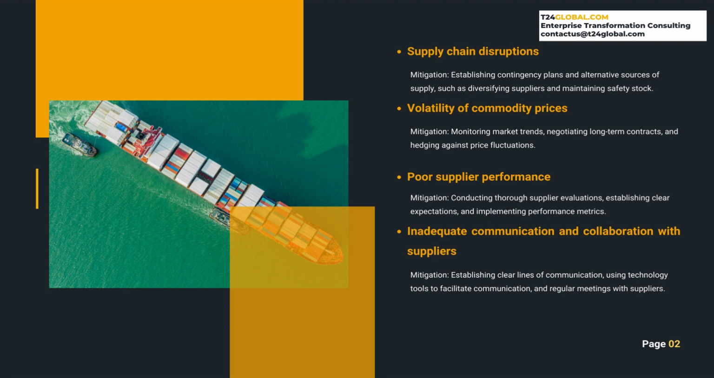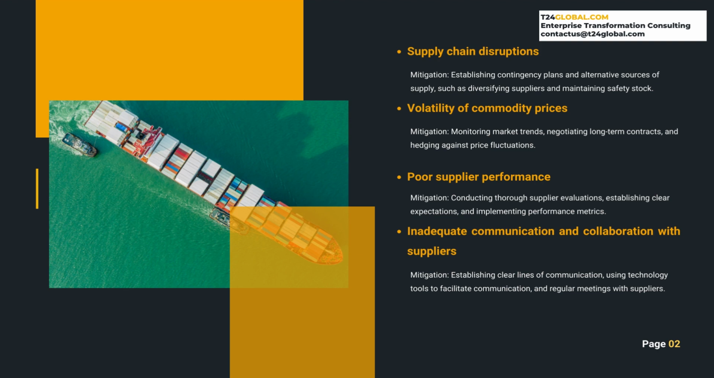Commodity prices can be volatile due to various market forces, such as supply and demand dynamics, geopolitical issues, and natural disasters. This can make it difficult for organizations to budget and plan for procurement of materials. To mitigate such risks, companies can monitor market trends, negotiate long-term contracts with suppliers, and hedge against price fluctuations by using financial instruments such as futures contracts.